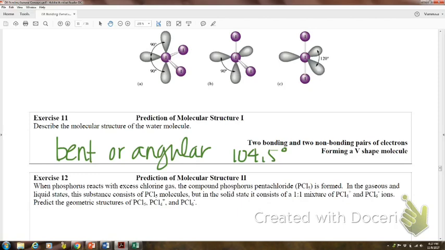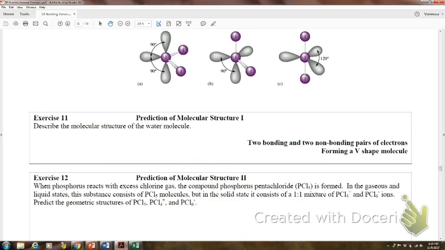The next one says when phosphorus reacts with excess chlorine gas, the compound PCl5 is formed. So it wants us to predict the geometric structures of PCl5, PCl4+, and PCl6-. So I'm going to have to give myself some more space because I for sure will not be able to write it in that tiny little space. So first one we have is PCl5.